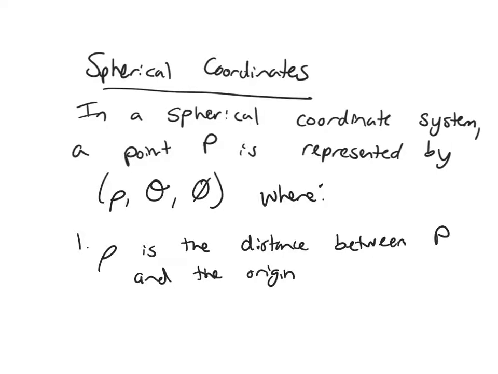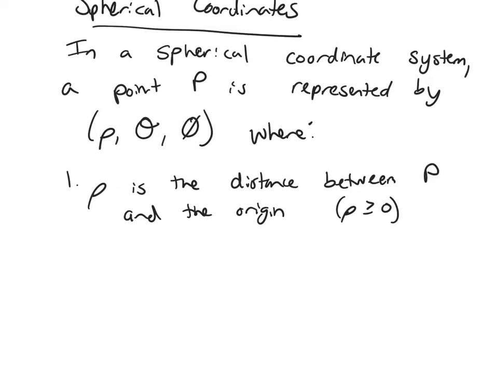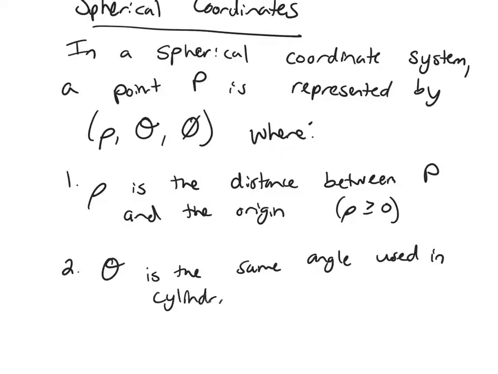So because rho is in terms of distance, we know rho can't be negative. Theta, well, theta is the same thing as it was in cylindrical. Theta is the same angle used in cylindrical coordinates.